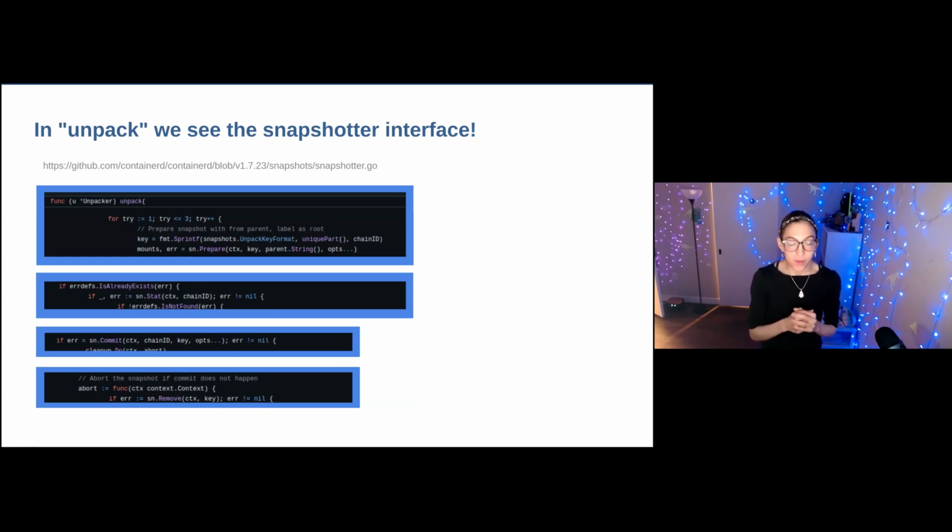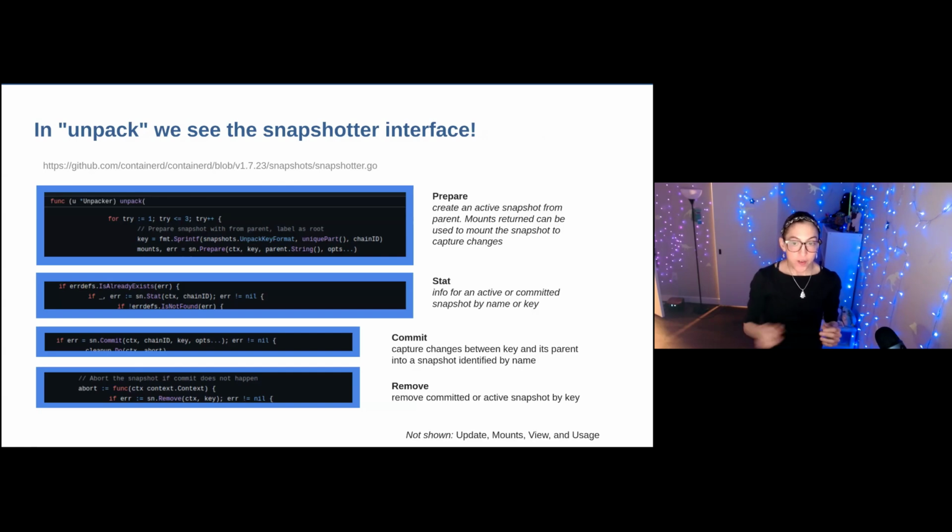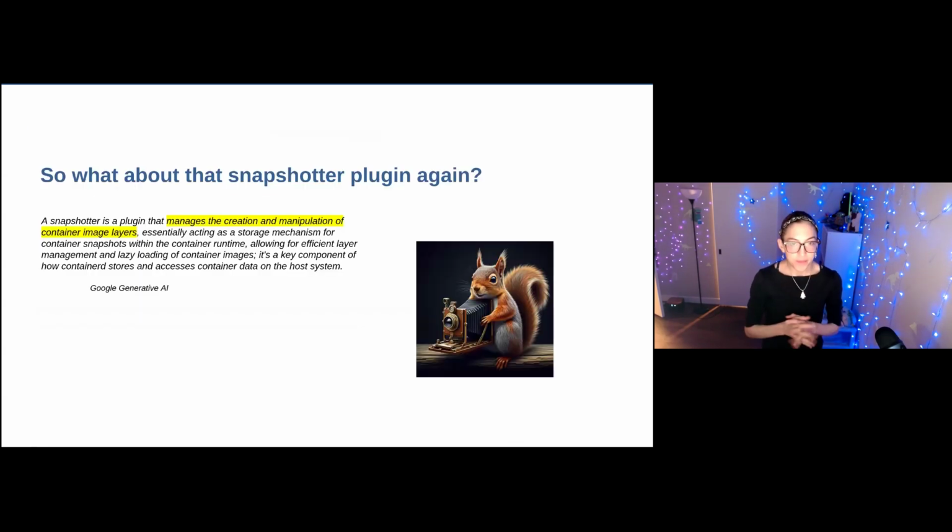So when you look at the functions a Snapshotter needs to implement, you see a generic set of them. There's this set that you see here. I'm going to go over a couple of these. Not shown are update, mounts, view, and usage. I'm not going to go over them in detail because this talk's already really long, but go check them out at the repository. We're going to be talking about prepare and commit in detail.